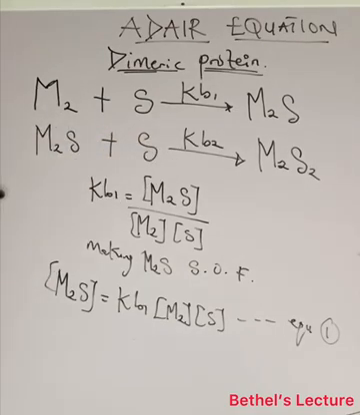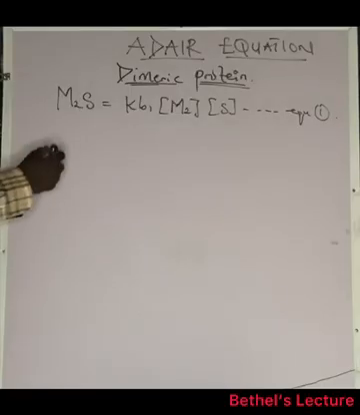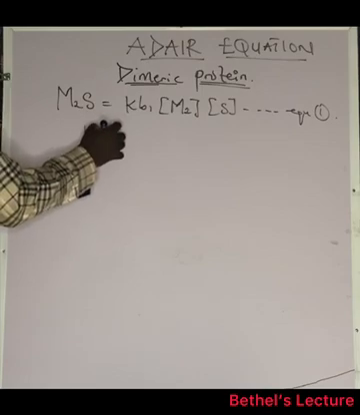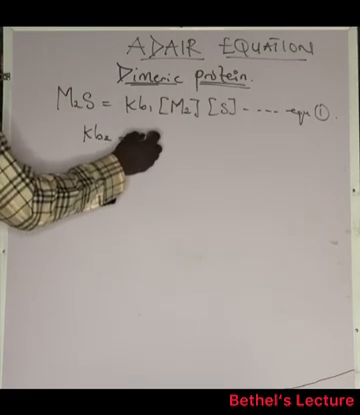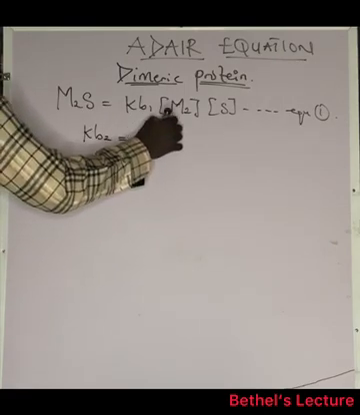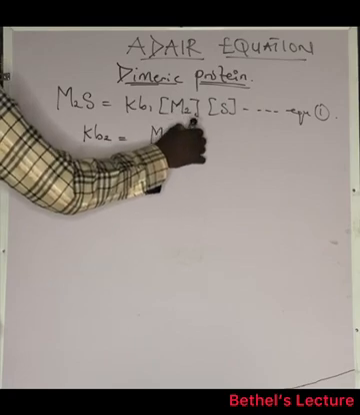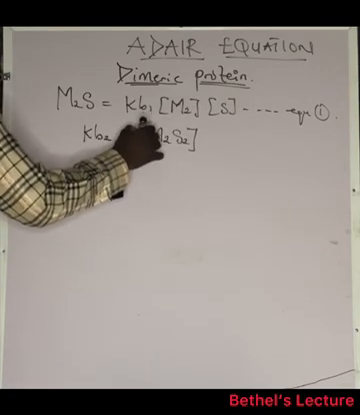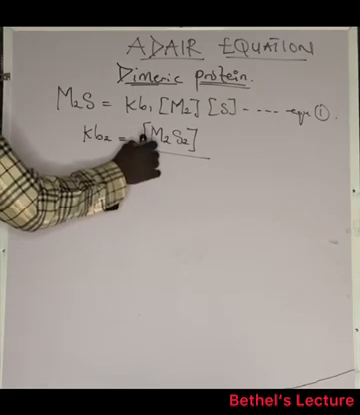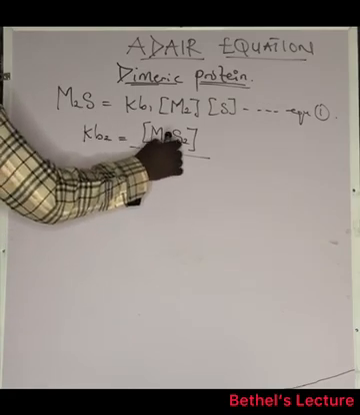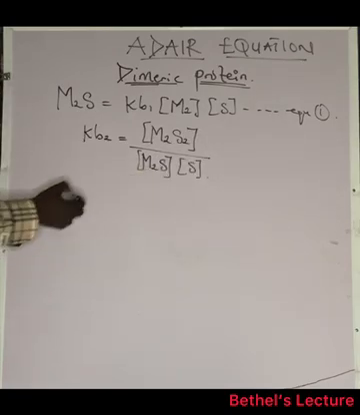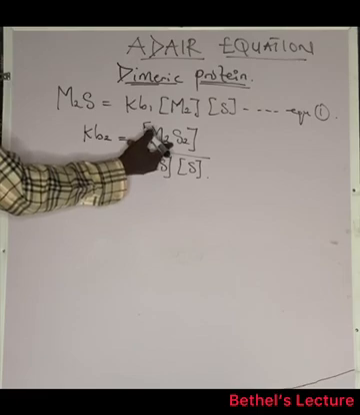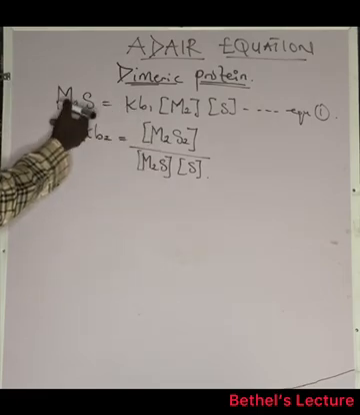Right, I will do the same thing for KB2. Now KB2 from the equation I wrote before is product over reactant. What was our product? Our product was M2S2, right? All over the reactants, which were M2S and S. So what I will do now is make M2S2 the subject of the formula, just like I did for M2S the other time.